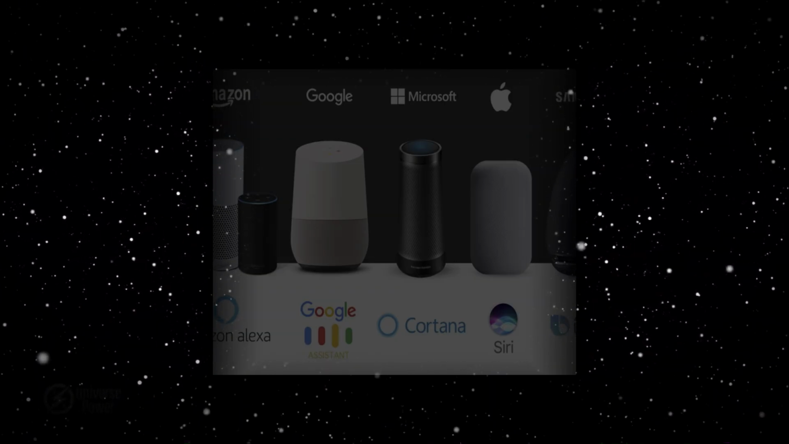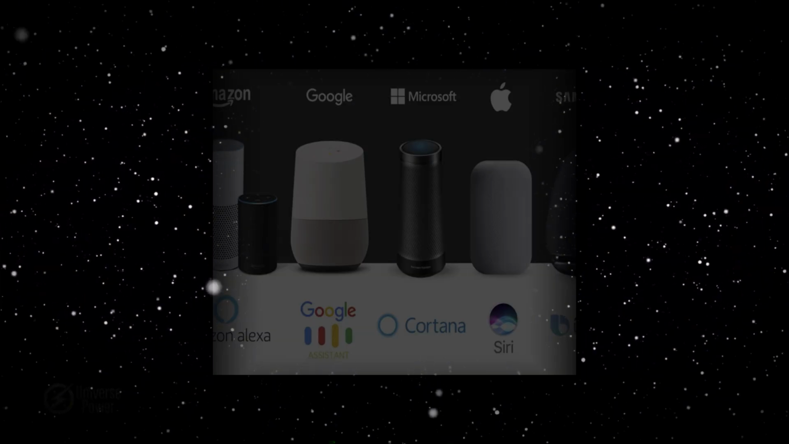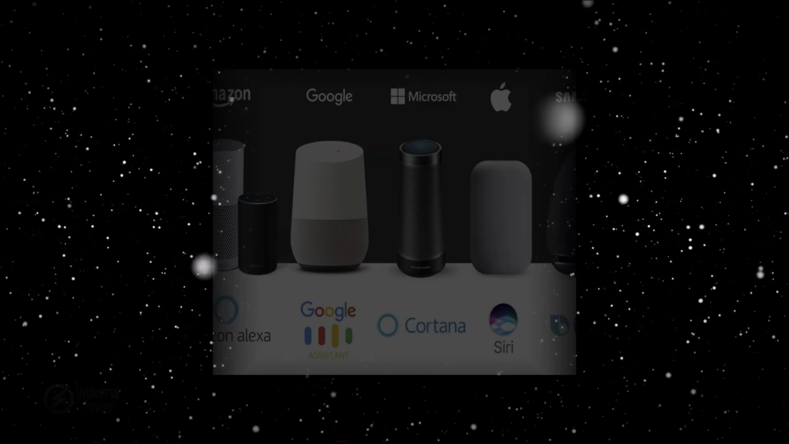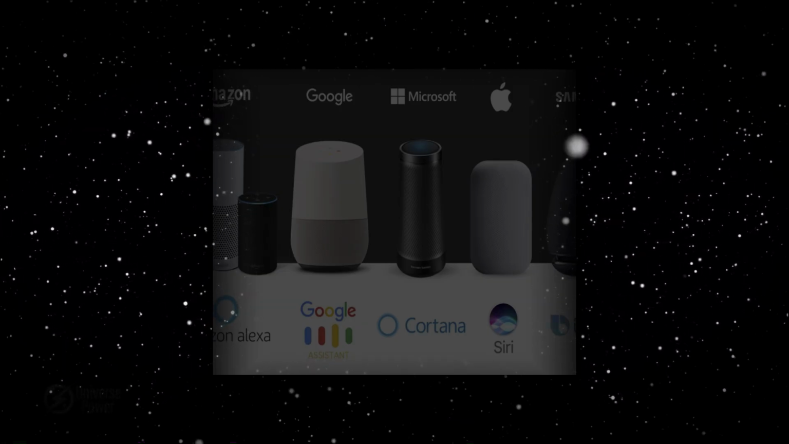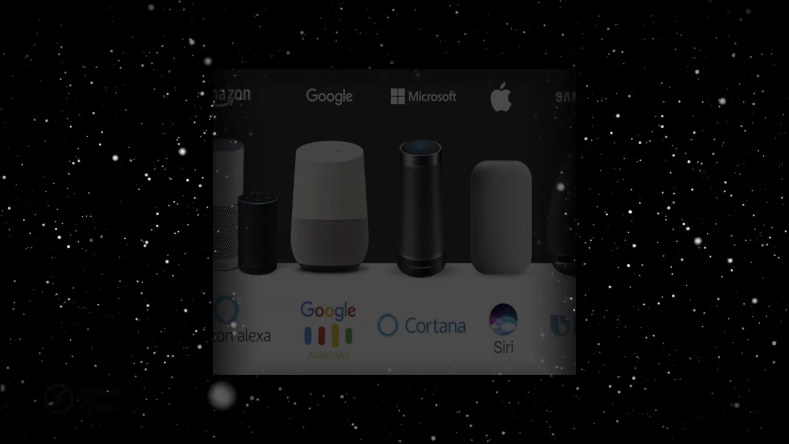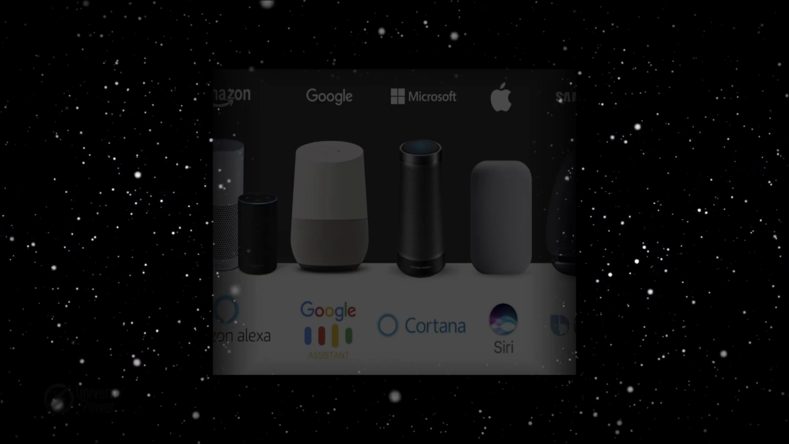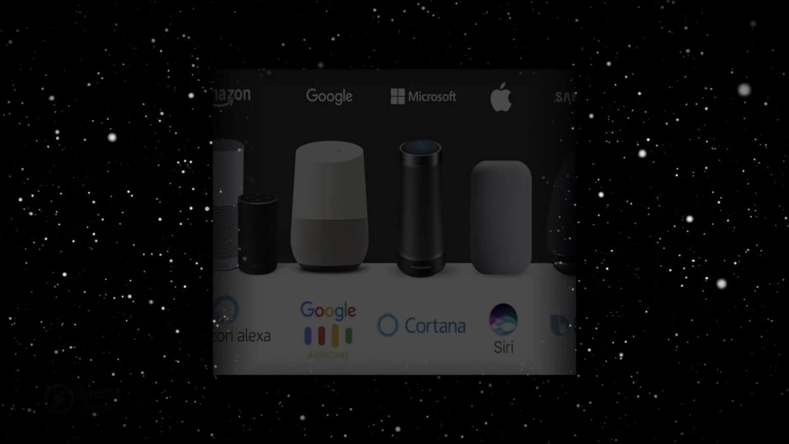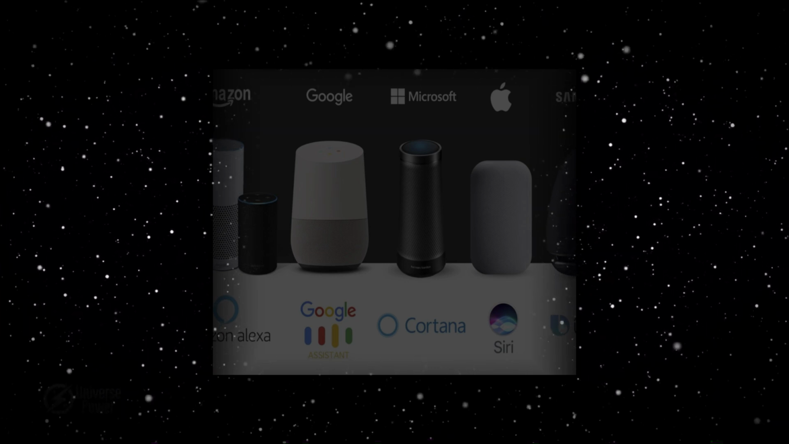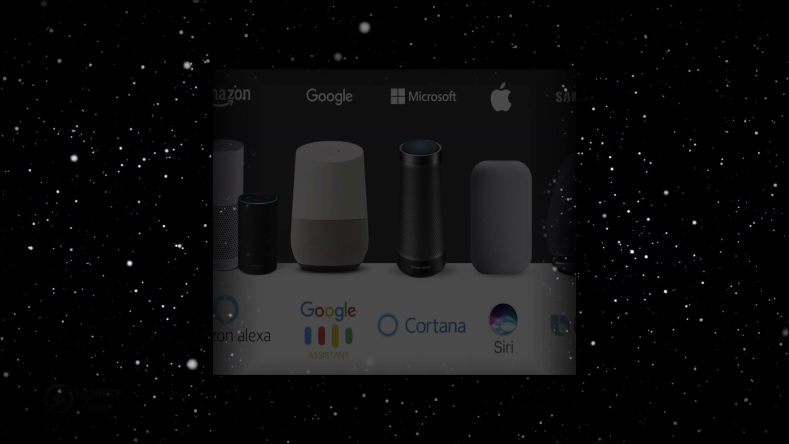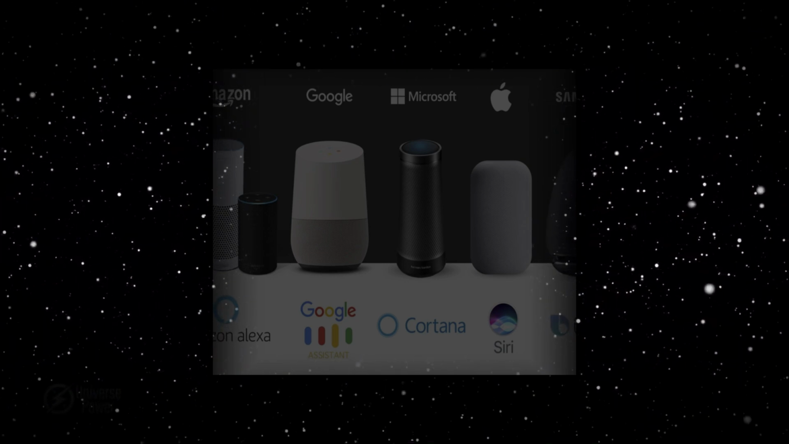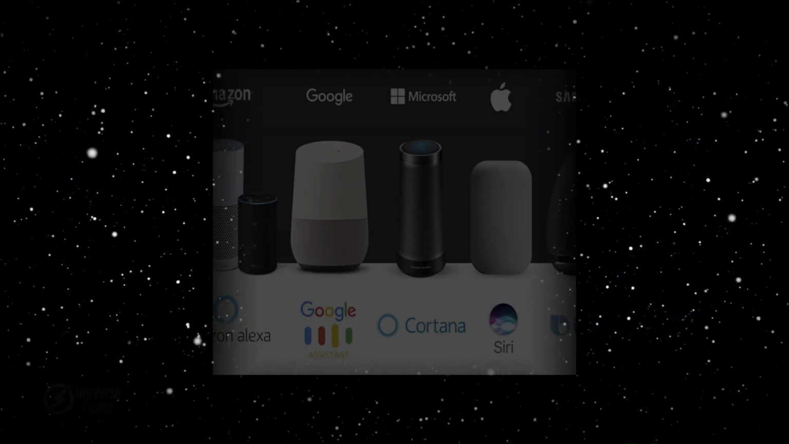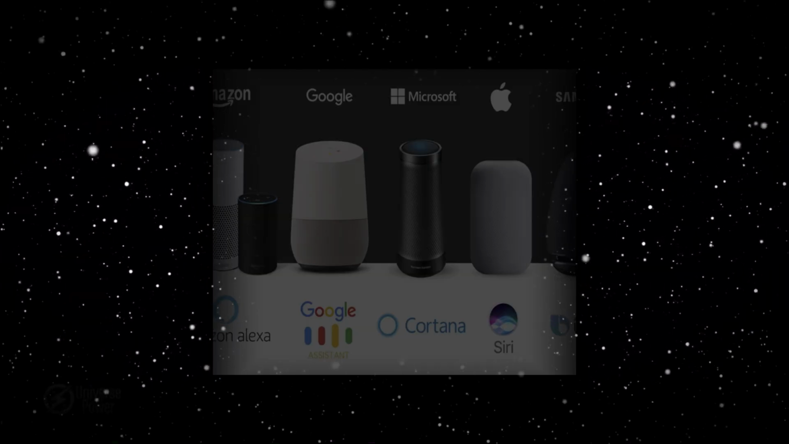In 2011, Apple introduced Siri on the iPhone 4S. For the first time, millions of people could talk to their phones and get responses. Siri used speech recognition, natural language processing, and internet access to answer questions, set reminders, and perform tasks. It was imperfect, often mishearing or misunderstanding, but it represented a leap in human-computer interaction.